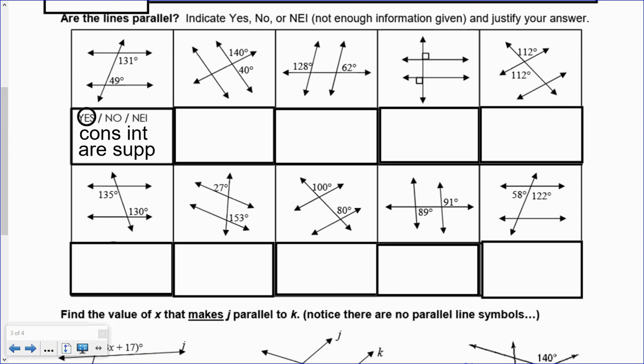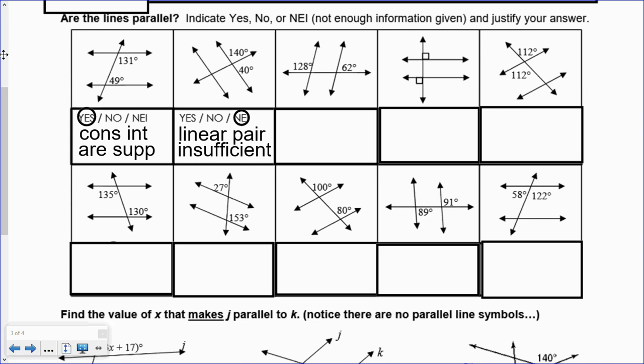Is linear pair enough to prove parallel lines? No, that's what I was just talking about with the NEI. So if you guys notice that the relationship you're using would be a linear pair, you would circle NEI and say linear pair insufficient. Insufficient proof to show that they are parallel. That will be required on the quiz.